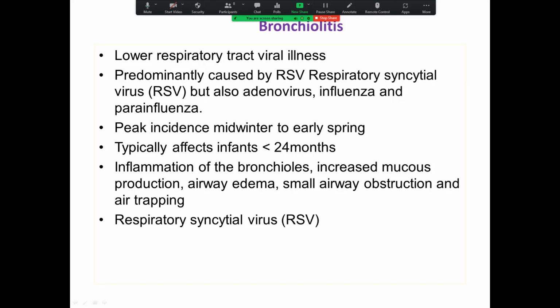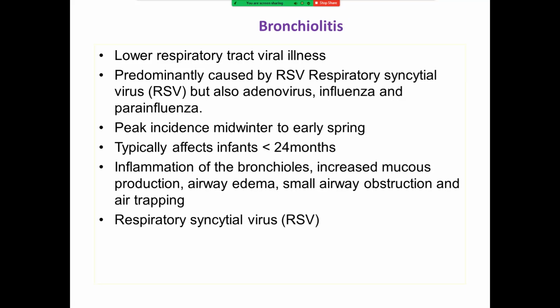Bronchiolitis. So bronchiolitis is a lower respiratory tract viral illness. It is predominantly caused by RSV, respiratory syncytial virus, but it can also be caused by adenovirus, influenza, and parainfluenza. Peak incidences are midwinter to early spring, and it typically affects infants that are less than 24 months of age.